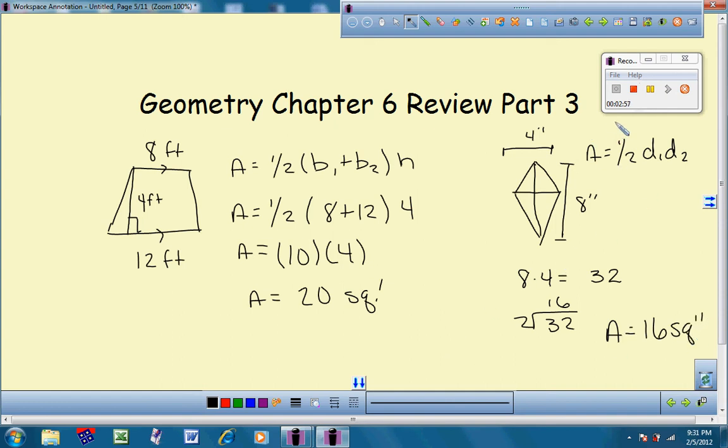Now be careful when you take your test. If they give you different measurements for parts of your diagonals, such as a measurement for the blue part and a measurement for the purple part, make sure you add those together before you multiply by the other diagonal. They're going to try to trick you like that.